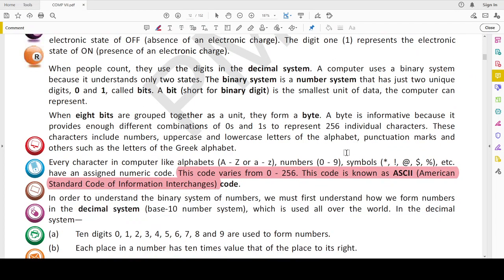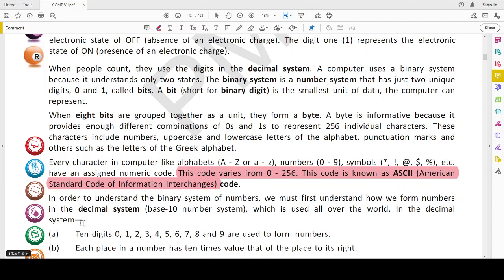Therefore, it can represent 256 different characters. This code is known as ASCII. Every character in a computer, like alphabets, numbers, symbols, has an assigned numeric code. This code varies from 0 to 256. It is known as the American Standard Code for Information Interchange.